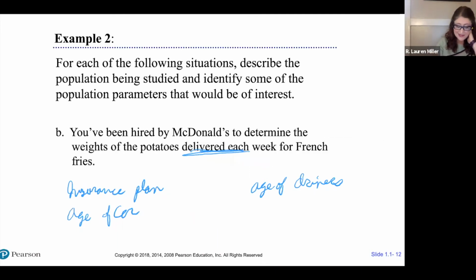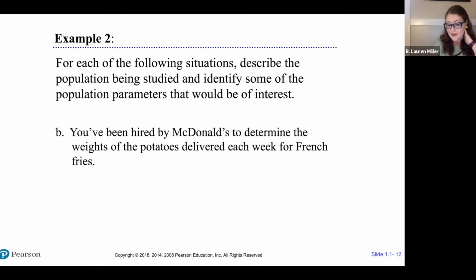Here's another example. Let's say you've been hired by McDonald's to determine the weights of the potatoes delivered each week for French fries. That's kind of funny. So of course we want to know the weights of the potatoes, but it might also be good to know the sales of each McDonald's, right? Because a bigger McDonald's that sells more fries is going to get more potatoes. I think this is a weird example. It came from the textbook. Sorry, guys.